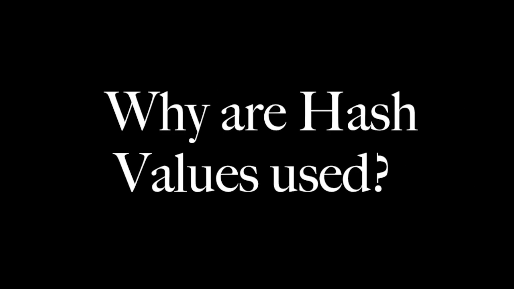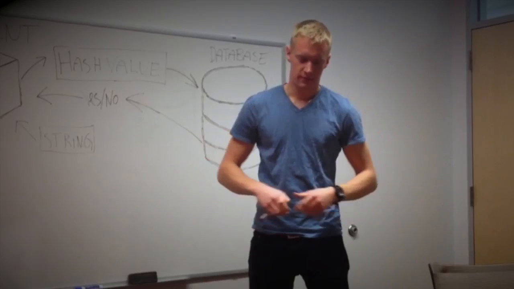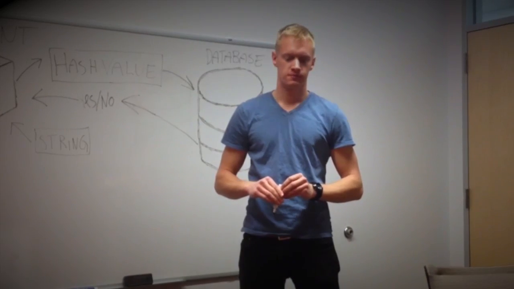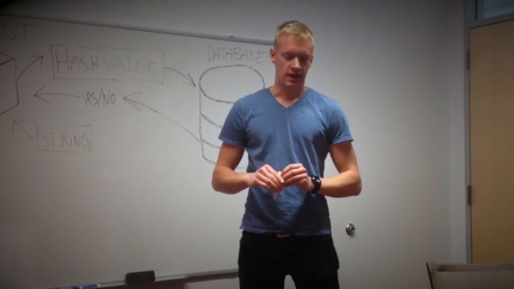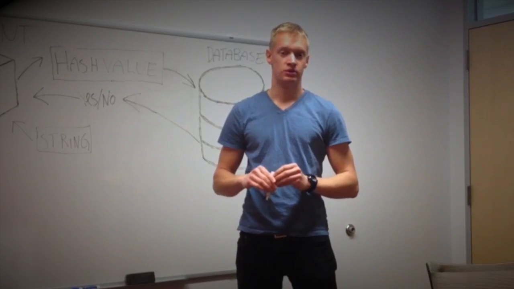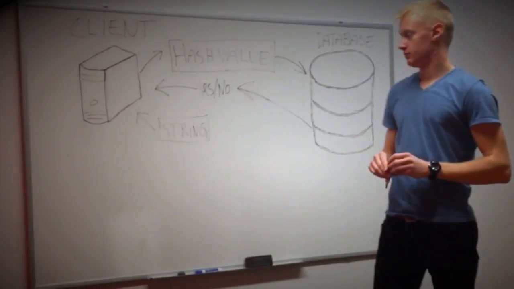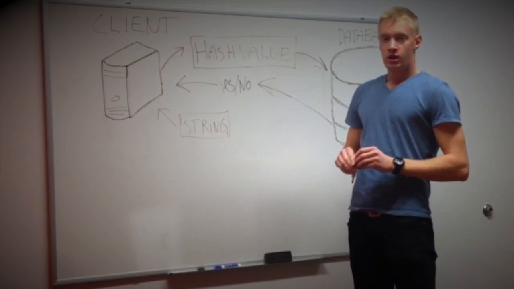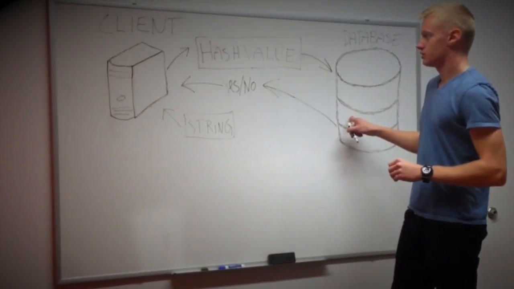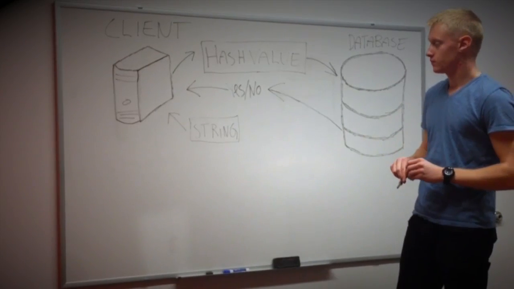Why are hash values used? Common uses of hashing algorithms are to store computer passwords. The idea is that hashing can produce a unique value that corresponds to the data that you enter. So, for example, you want to log on to a website. So you have a client and you have a database. So let's say you want to log on to Facebook.